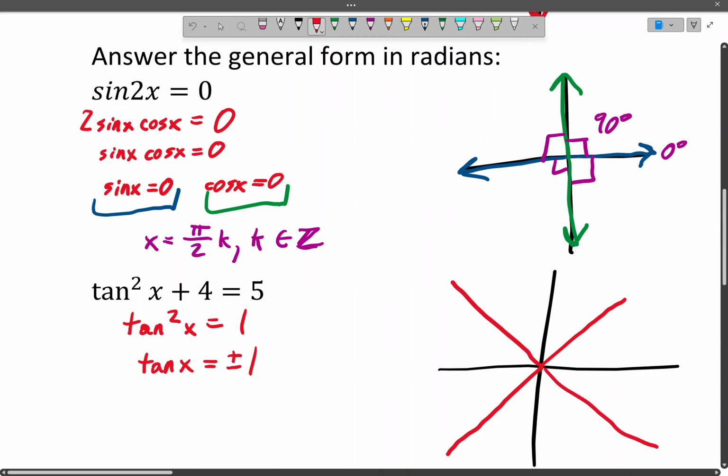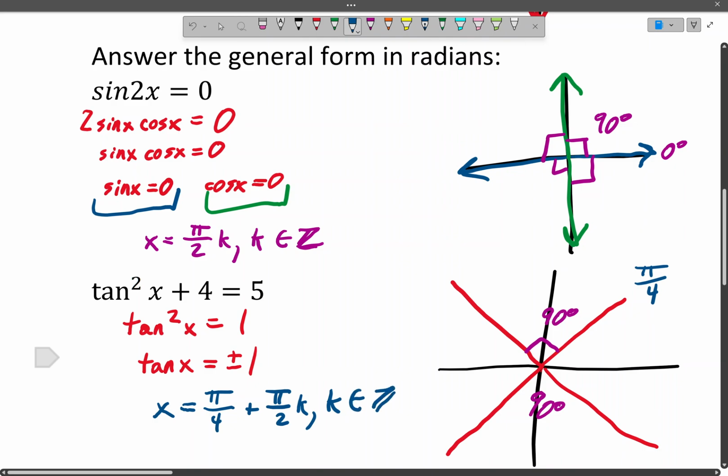And this happens every 45 degrees, or in this case, in radians, this is going to be pi over 4. And so it starts at pi over 4, but again, like in the last question, this is a 90 degree. This is a 90 degree, et cetera, et cetera. So it's always going 90 around the circle. So our answer is going to be x equals, and I'm kind of confusing things because I did degrees there as well, pi over 4 plus 90, which is pi over 2, k, where k is an integer.